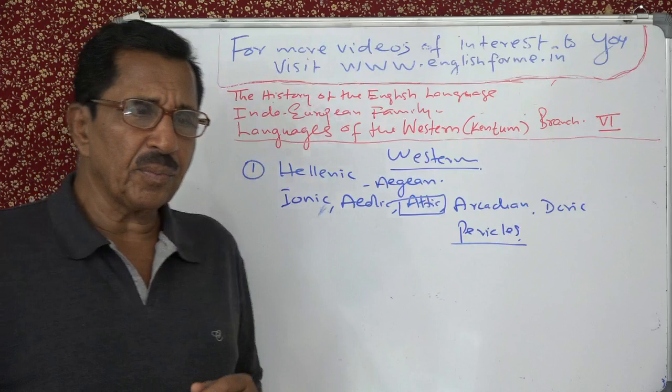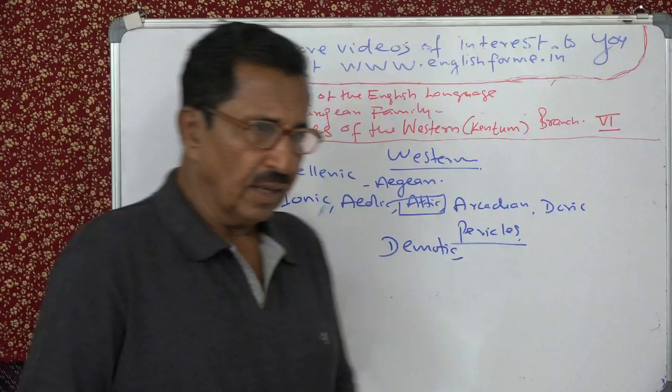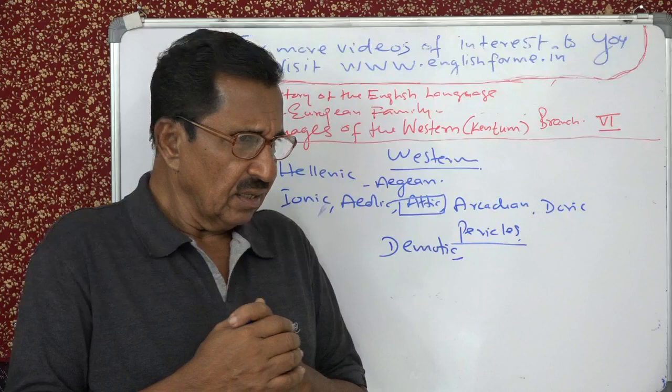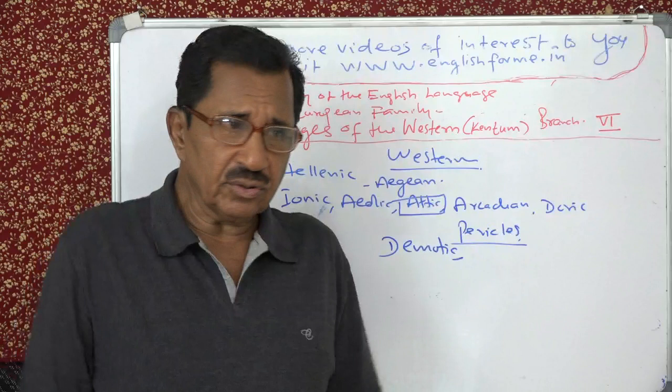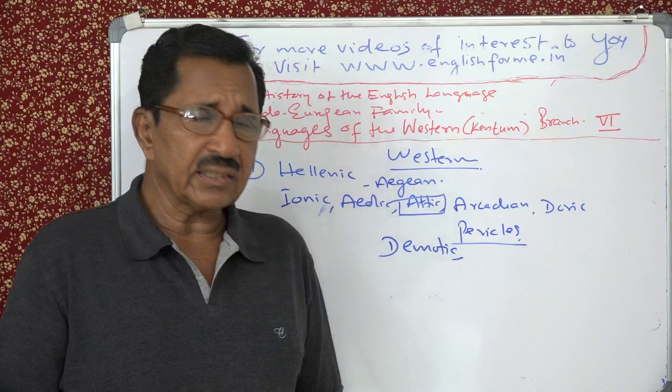Then there is a popular variety called Demotic. Demo means people. Demotic, that is also used. So this is the condition today. And you know about the famous writers. Now the Doric dialect also has literary importance. Understand? Now this is in Asia Minor, in Egypt, then Mesopotamia, Syria, and then also you can see Byzantine literature.